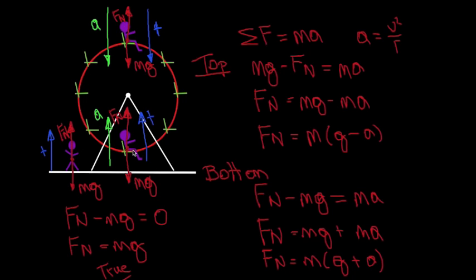So our apparent weight is going to be greater. Here we have our true weight. When we're at the top, if we're sitting on the scale, it would be less than our true weight, and when we're at the bottom, we have another apparent weight, and it's going to be reading greater than our true weight.